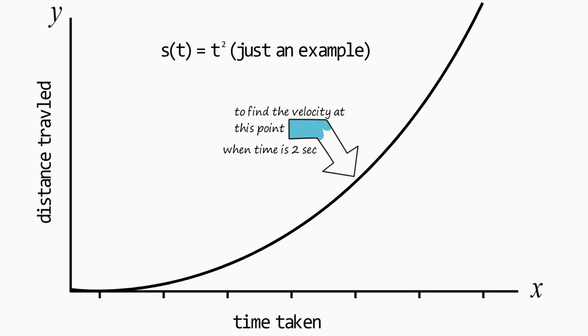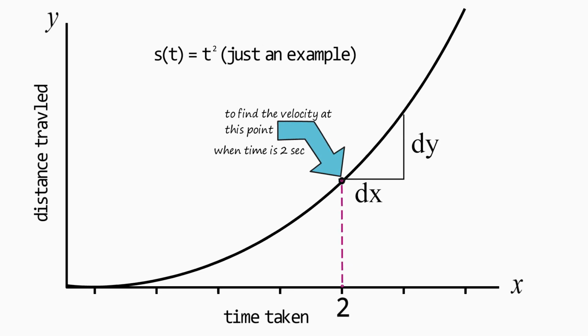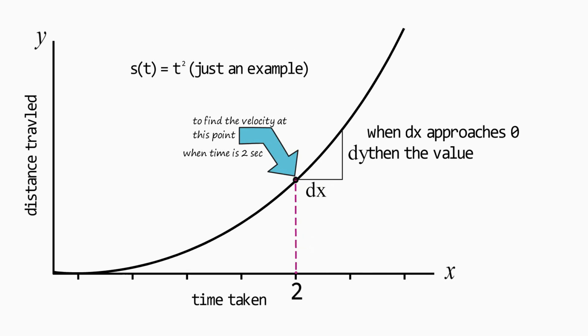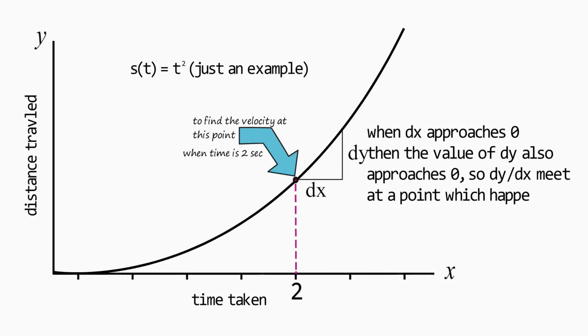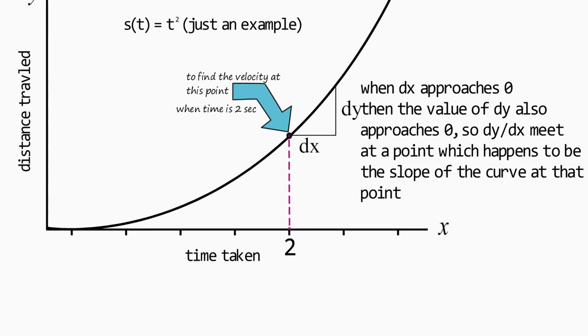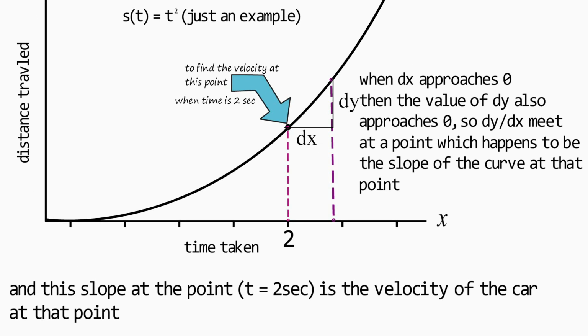So all we have to do to find the velocity at an instant is to change the value of x by a very small amount. And this would cause y to change by a very small amount. The ratio of the change caused in y to the change in x will give us the velocity at that point, but only when we make this change approach 0. Basically, the slope at a point and velocity at an instant are mathematically the same thing.